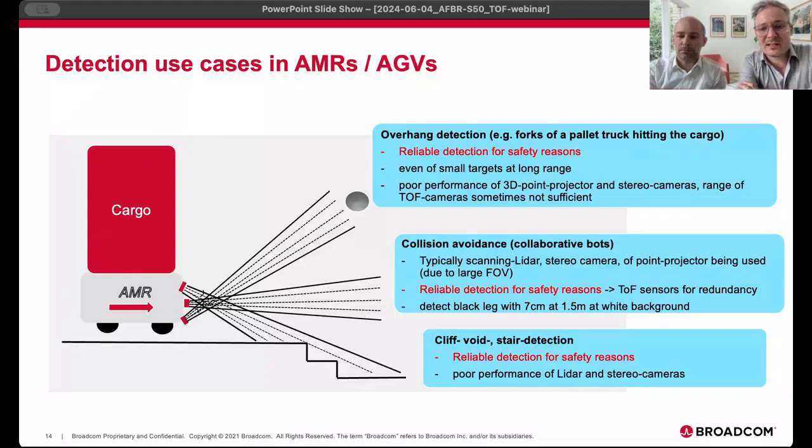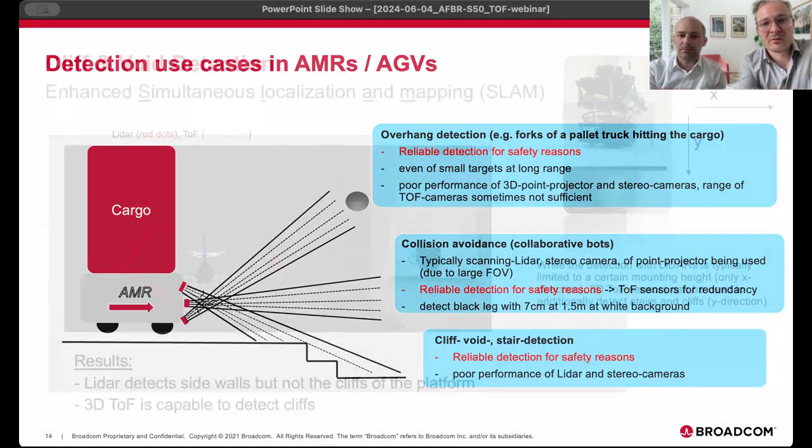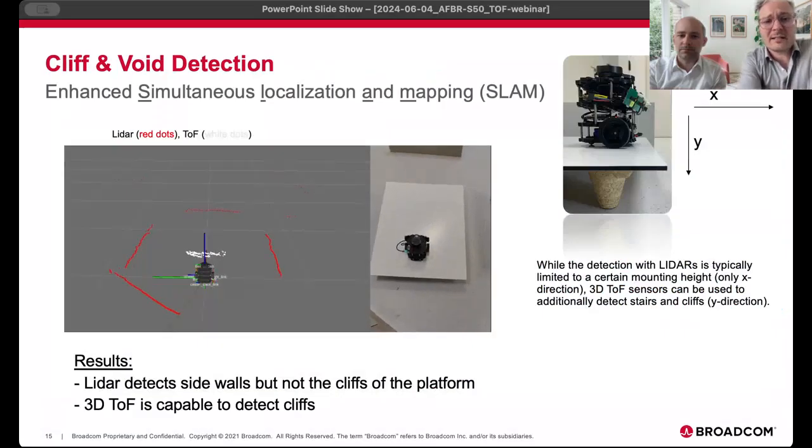The last one is the cliff, void or stair detection. This is also quite important, not to destroy the AMRs themselves, so that the AMR can properly detect such dangerous situations and not drive down the stairs. So a detection sensor for that is definitely a field for the TOF sensor, which we are introducing to you today.